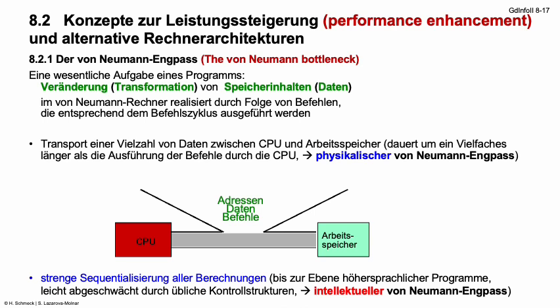So back to the von Neumann architecture, we know that the essential task of a program is basically the change or the transformation of memory contents or data. And in the von Neumann computer, this is realized through a sequence of commands that are executed through the command cycle, as we saw before. This fetch, decode, and execute.